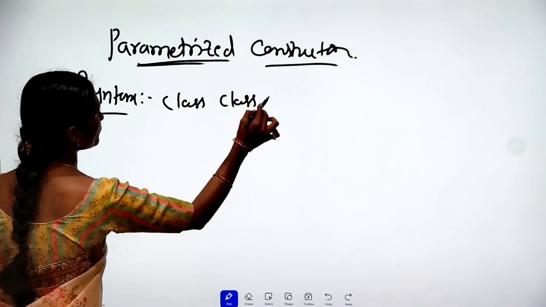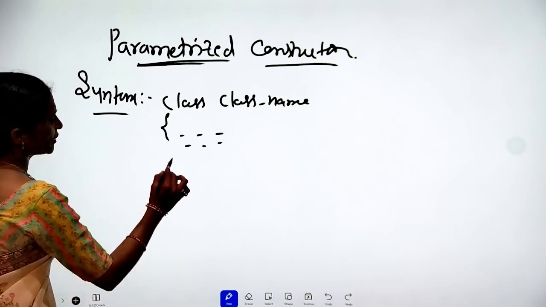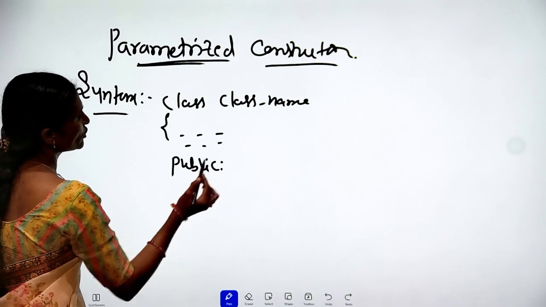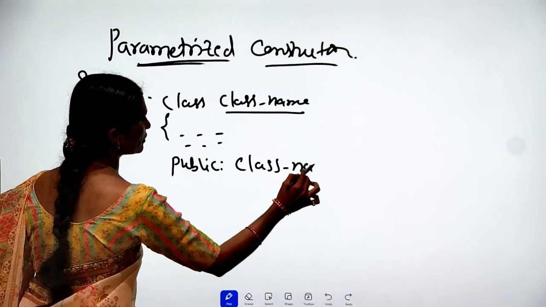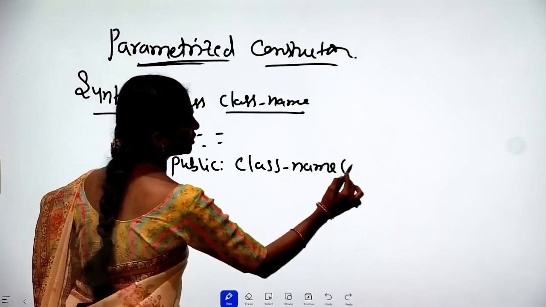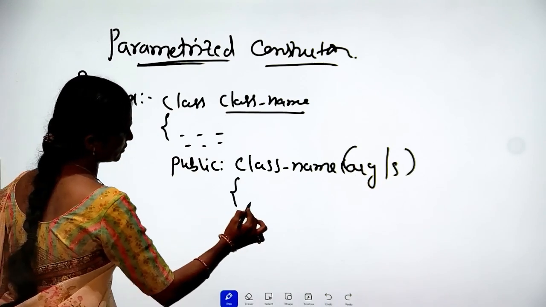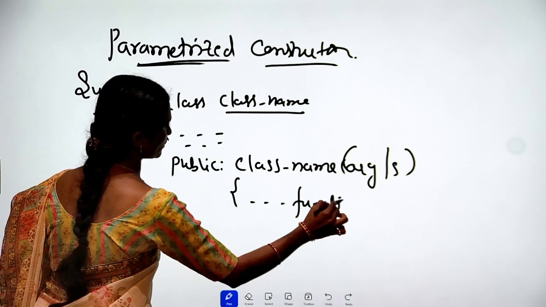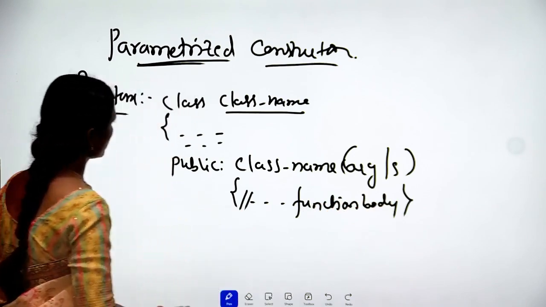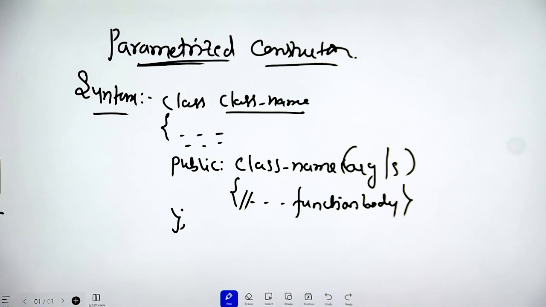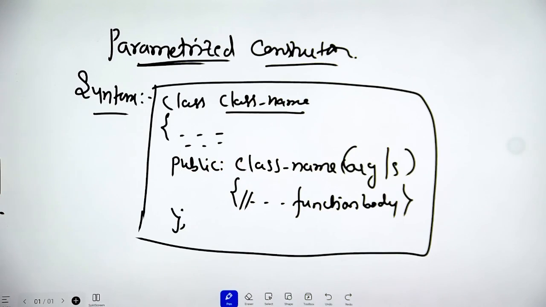Class name, then whatever the data members are, and in the public section we are going to have the member function which has the same name as the class name. But here we have arguments, which we need to pass. And this is the function, and then I put the closing of the class.